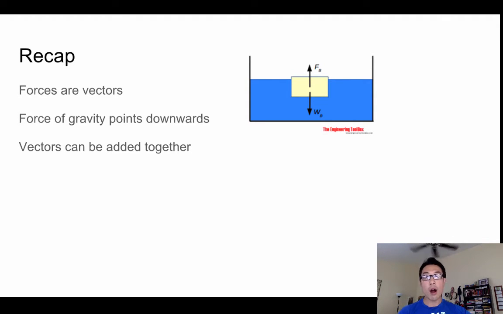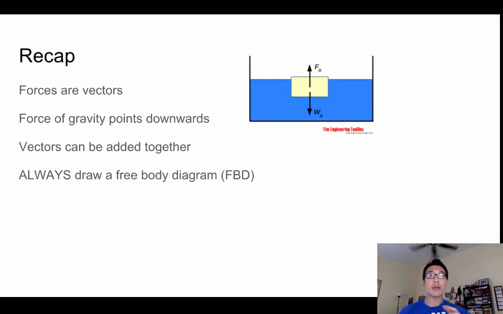And for the sake of all of our examples, we will say anything that is going up is positive and anything that is going down is negative. Always, always, always draw a free body diagram, or FBD, when you are dealing with these problems. It really helps seeing a visual aid, and it also helps to keep track of all of the forces, because forces can be difficult if you can't visually see what is happening.